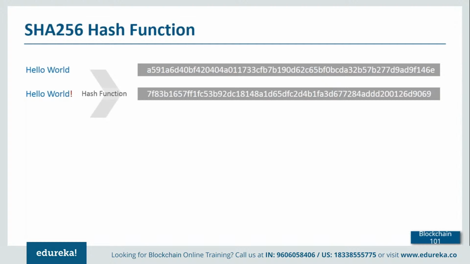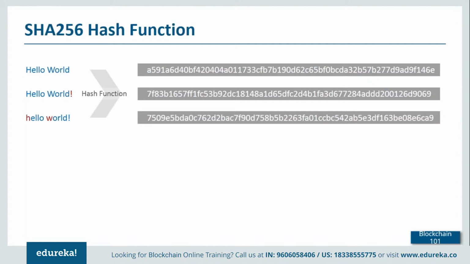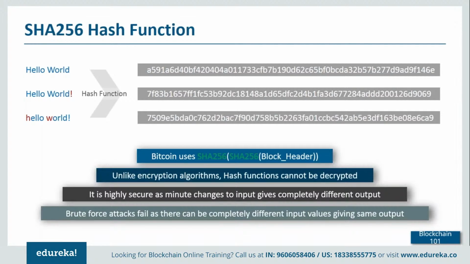Similarly, I'll change the capital H and capital W to small h and small w. That time, it again completely changes. So as I had mentioned, it's not easy for you to just look at the output value and decide what the input value is. Now in the blockchain system, we use the SHA-256 encryption methodology, and unlike most other encryption algorithms, a hash function cannot be decrypted. That is, from the output you cannot decrypt the input.